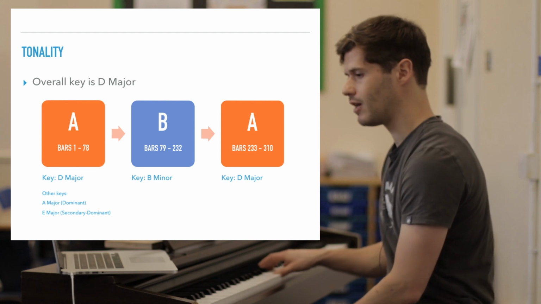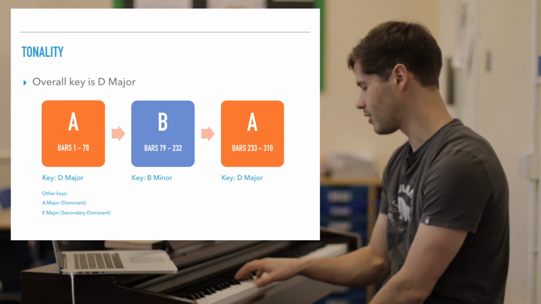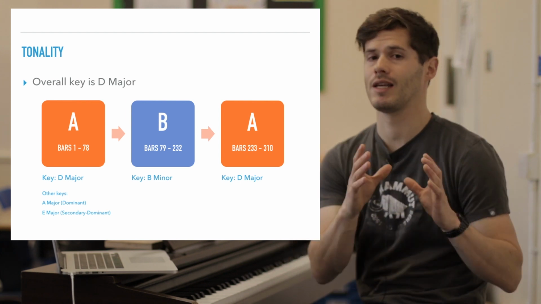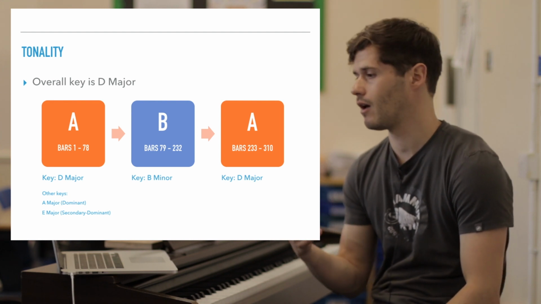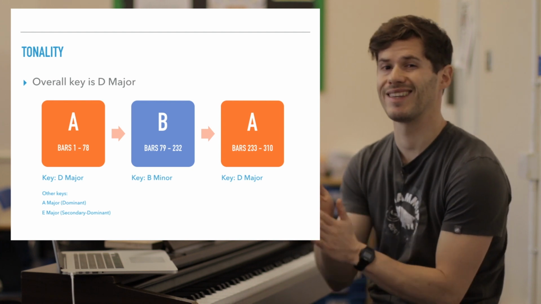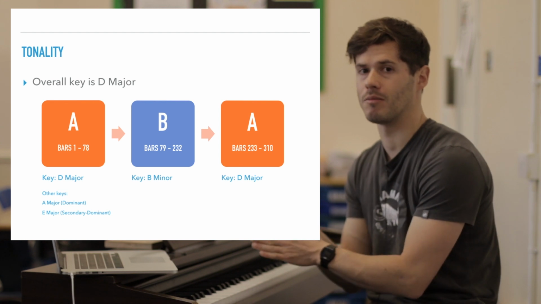So we call E major here the secondary dominant because it's the dominant of the dominant. We're just going up in fifths, as you can see there. Okay. So in summary, the A section starts in D major, then we modulate to the dominant A major, and then we modulate again to the dominant of the dominant, E major, the secondary dominant.